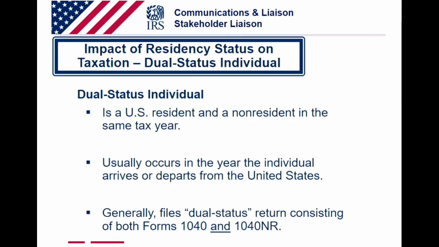Thanks. So I mentioned earlier, an individual who is both a non-resident and a resident in the same tax year is referred to as a dual status individual. And dual status does not refer to citizenship, only to residency status for U.S. tax purposes. And dual status usually occurs in the year of arrival into the United States or departure from the United States.